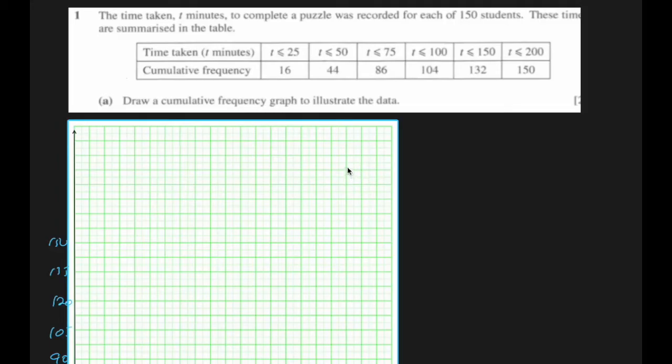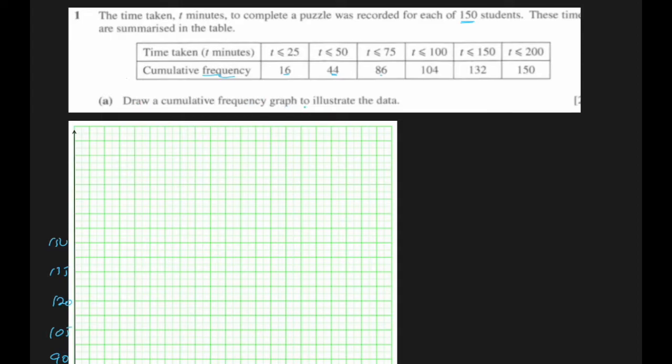Question 1 says that the time taken, t minutes, to complete a puzzle was recorded for each of 150 students. Total students are 150. These times are summarized in this table, and this is cumulative frequency. It means that 44 also includes these 16, okay? And 86 includes both of them, the ones before that, which is 16 plus 40, 60. That's what we should be aware of.